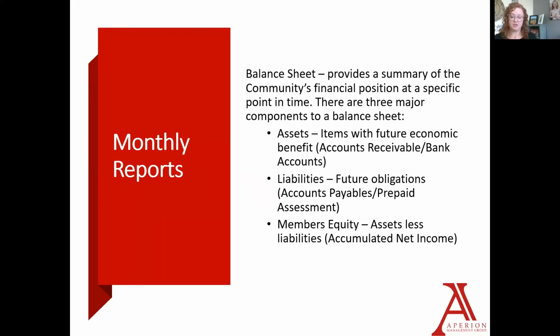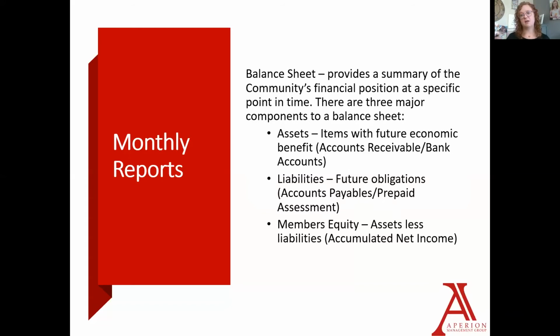So the first is your balance sheet. Your balance sheet is going to provide you a summary of your community's financial position. And your balance sheet is going to be broken into three parts: your assets, your liabilities, and your equities. And your assets are your cash on hand and any future income you anticipate receiving. So your accounts receivable. It's going to give you all of your bank balances, and then it's also going to give you your accounts receivable balance. How much is outstanding for owner assessments, for reserve assessments, late fees, interest, design review deposits, things of that nature.